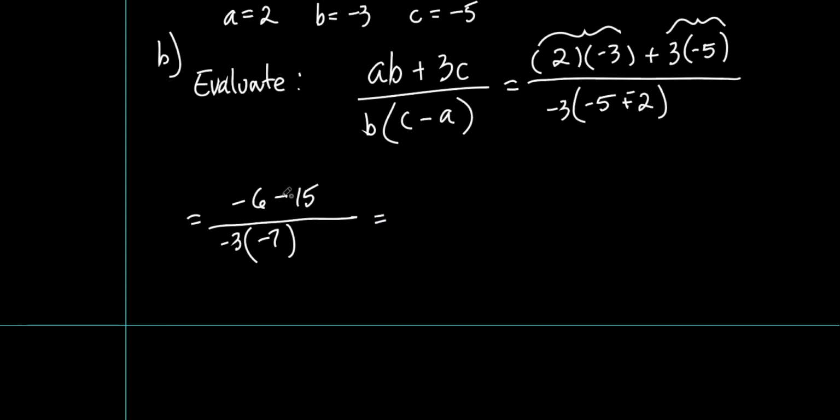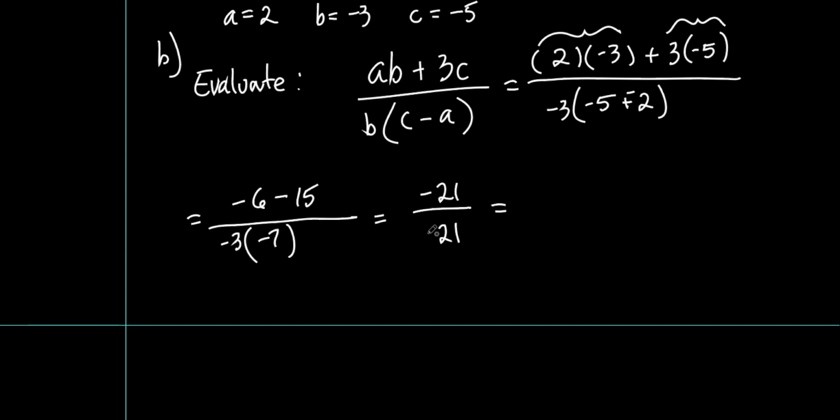I like to get the answer for the top, get an answer for the bottom, and then if you can divide, then divide. So what's negative 6 minus 15? Negative 21. And this is over what? Negative 3 times negative 7, which is positive 21. That's where you get your negative from.